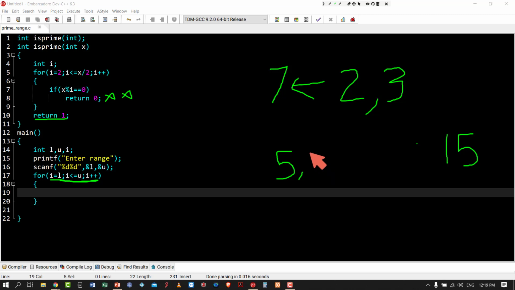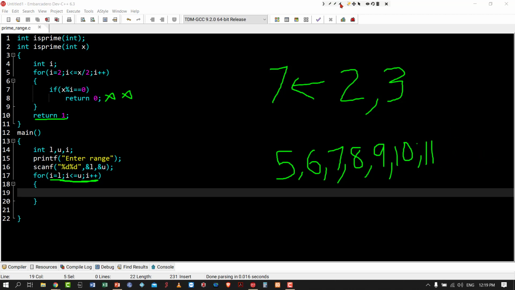6, 7, 8, 9, 10, 11, 12, 13, 14, 15. So these are the possible I values.